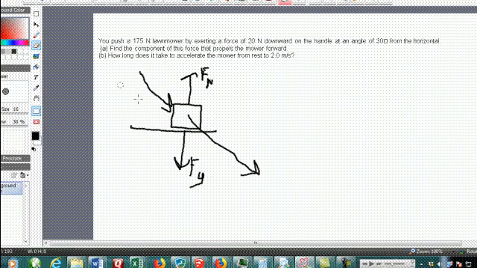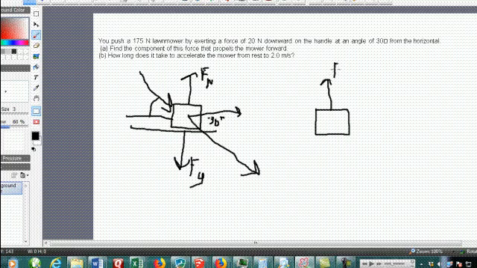Let's back that up for just a second. That angle right here is 30 degrees from the horizon. By vertical angles, this one right here has to be 30 degrees. What you need to do is redraw this whole picture. You have an FN up and an FG down. Now this vector, which is FA, has a horizontal component, FAX, and FAY, since it's going down.